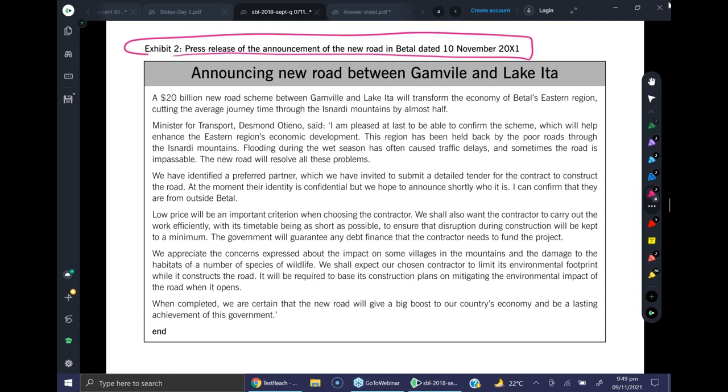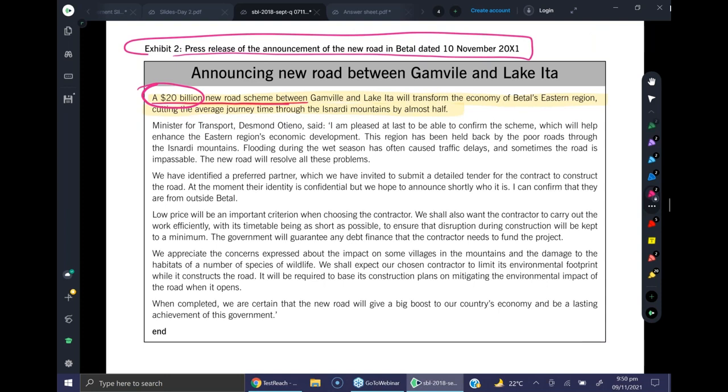So it says that a 20 billion new road scheme between Gamwell and Lake Ita will transform the economy of Beetle's eastern region, cutting the average journey time through Innerdy Mountains by almost half. So how big is this project? $20 billion. So far, what is the biggest project of CC?